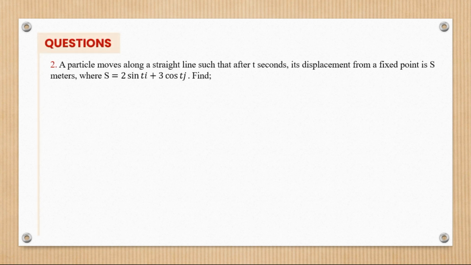Question 2. We're being told that a particle moves along a straight line such that after t seconds, its displacement from a fixed point is s meters, where s is 2 sin t i plus 3 cos t j. Find part 1, acceleration after t seconds; part 2, acceleration after pi over 2 seconds.